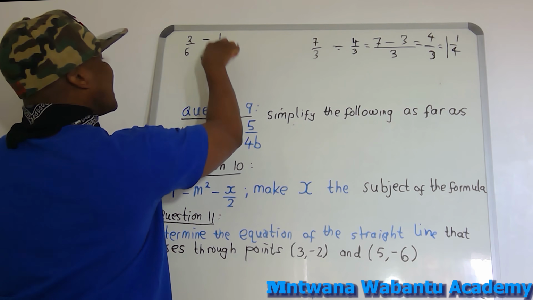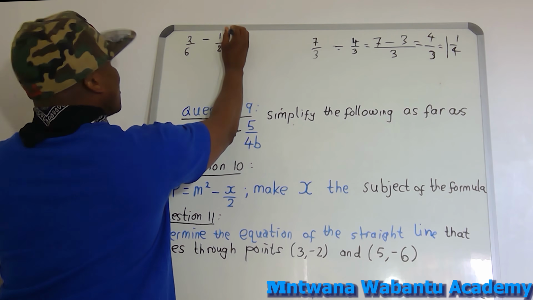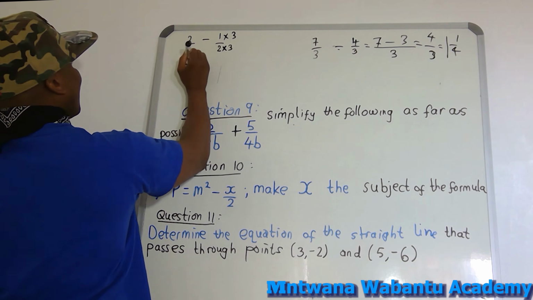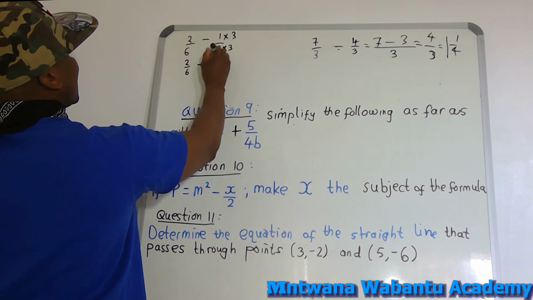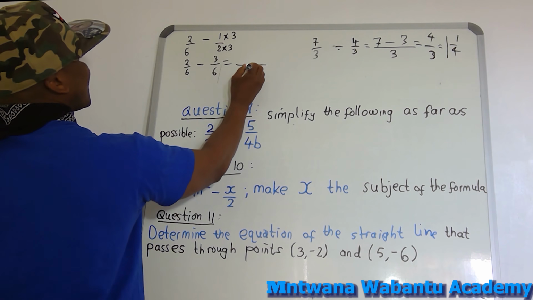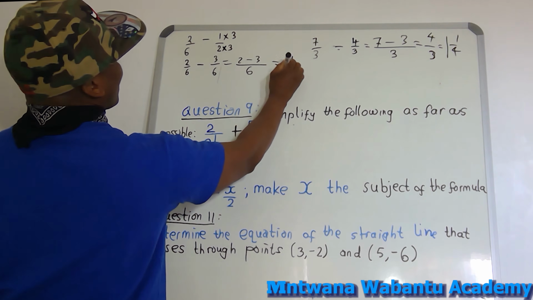But whatever you do at the denominator, you must do the same on top. Since you multiply by 3 here, you must do the same thing on top. Then you say this is 2/6 minus 1 times 3 equals 3, over 2 times 3 equals 6. So you see now the denominators are the same. We say 6, and then we say 2 minus 3. 2 minus 3 equals -1/6.